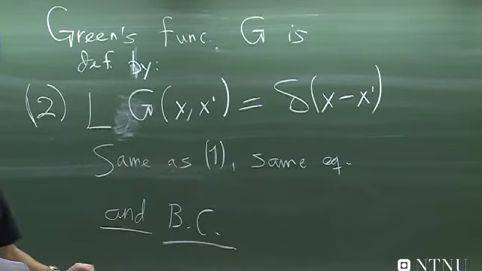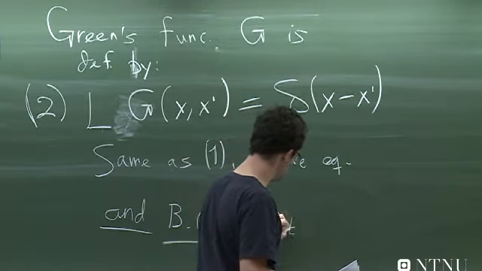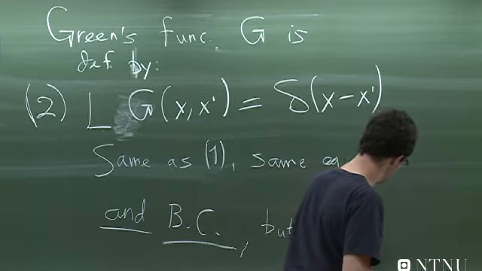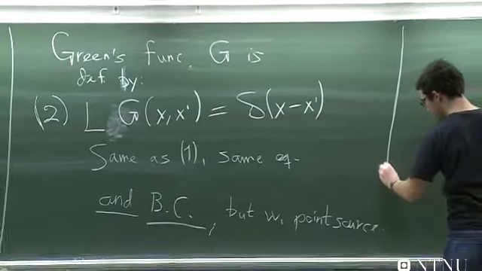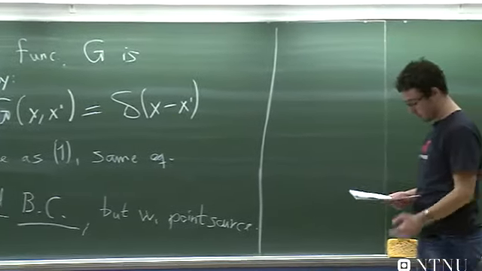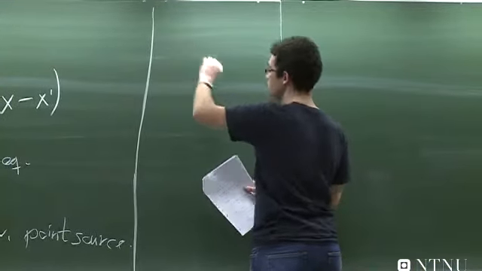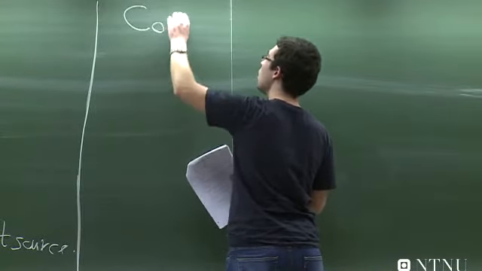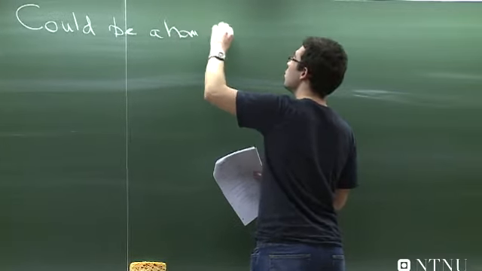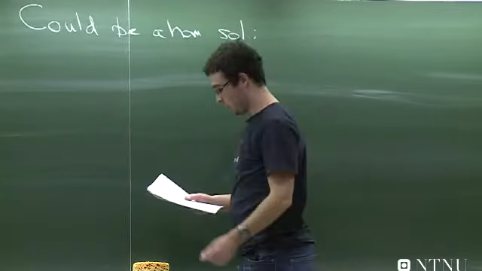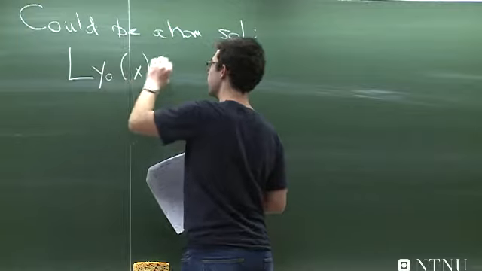So I solve the same equation with the same boundary conditions, but with a different source, a point source. Okay. We could also assume that there is some homogeneous solution, which looks like the following. Let's say it could be a homogeneous solution. And the homogeneous solution is characterized by the linear operator on the homogeneous solution being equal to 0.